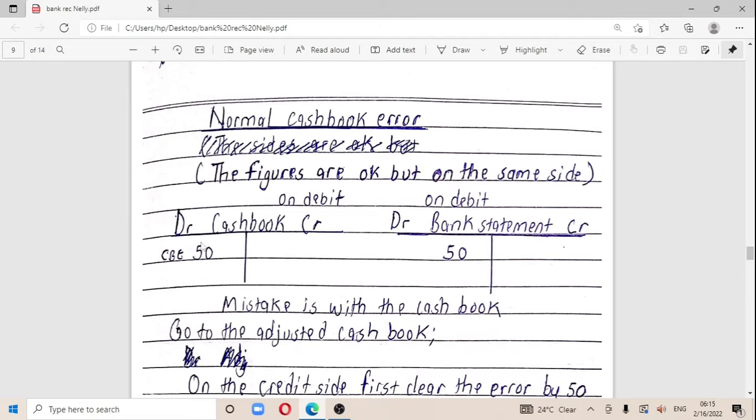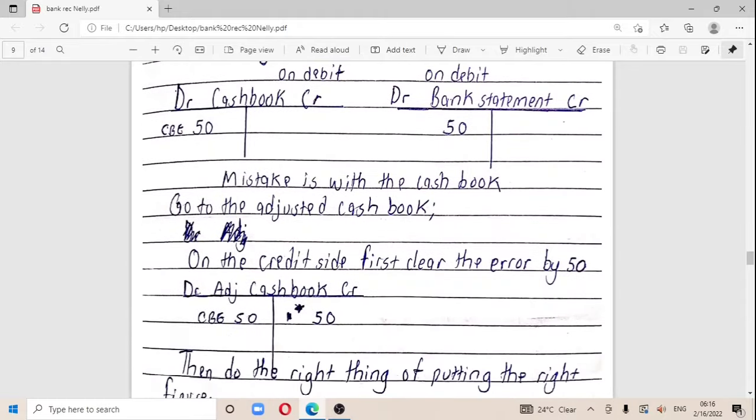Whenever you see something which is on the wrong side, just know something has to be cleared, and doing the right thing has to be done. So what are you going to do? You go on the adjusted cash book. First of all, you clear the error. You clear the error from the credit side. This is what I did here. On the credit side, you first clear the error by 50. I told you this is not the final thing, but this is you working from your head. So you'll be like, the first thing I do, I clear the error, passing 50. It goes to the credit side.